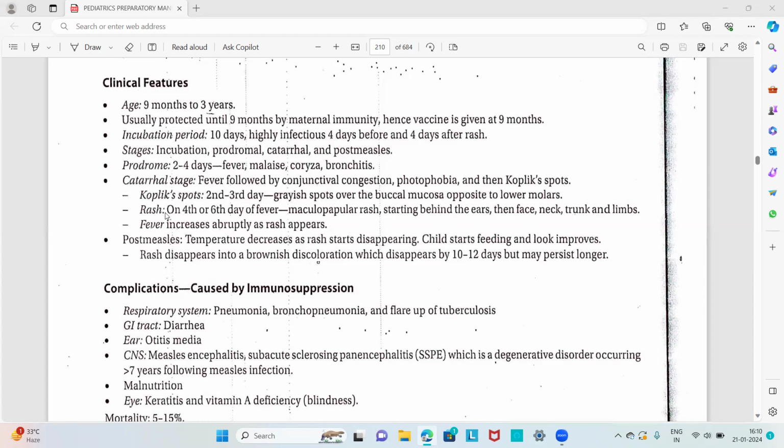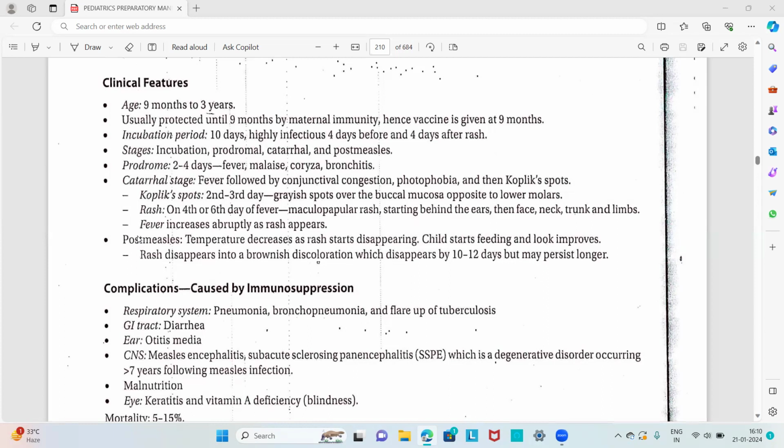And then on the fourth to sixth day of the fever, the rash appears. It is a maculopapular rash starting behind the ears. Then it spreads to the face, neck, trunk, and limbs. The fever increases abruptly as the rash appears. So that is about the catarrhal stage.